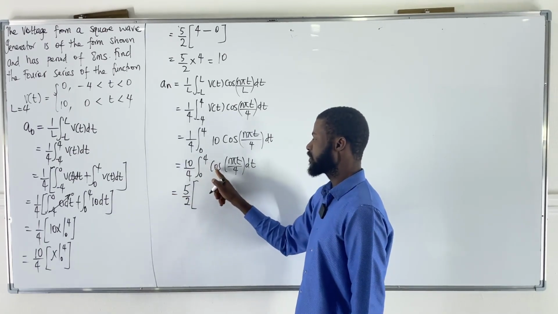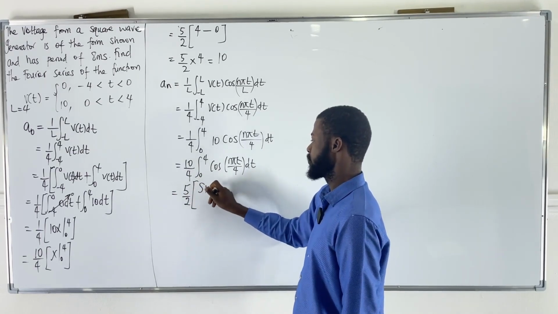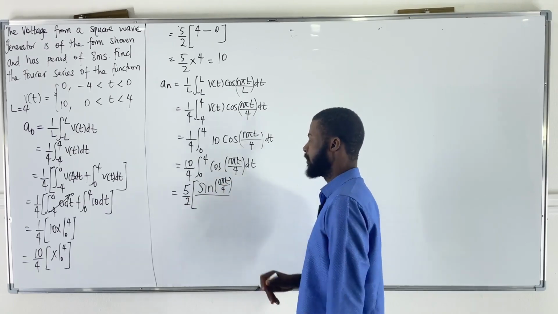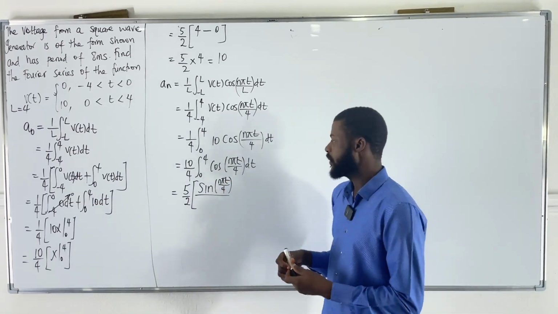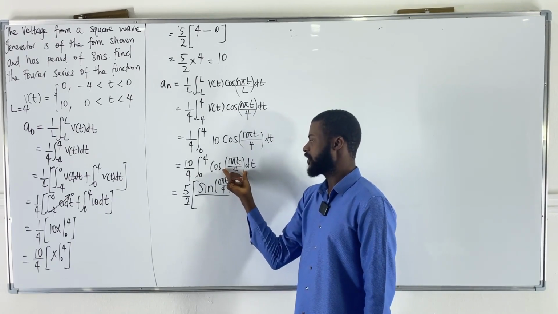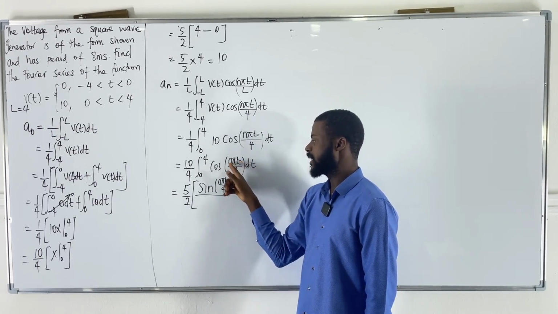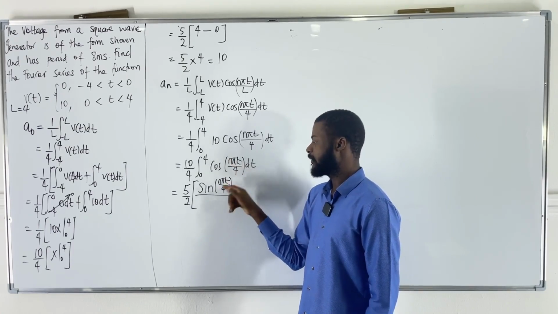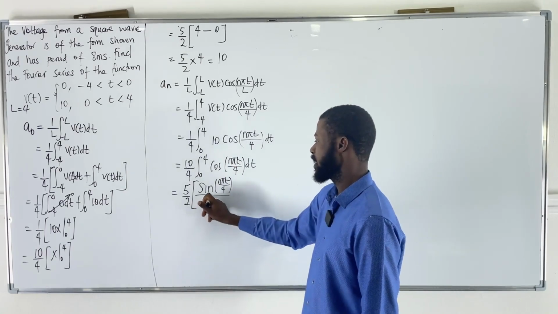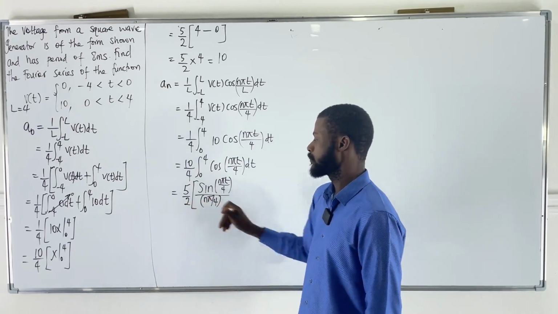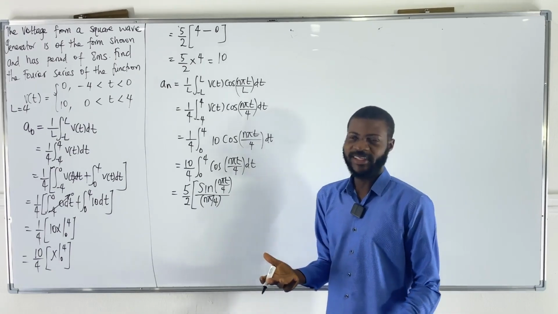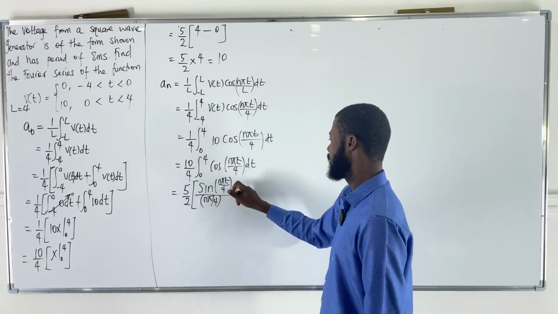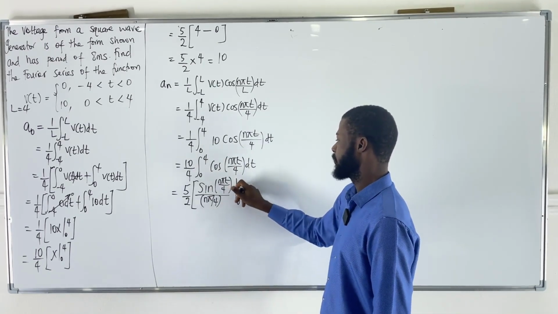Now if you integrate cos, you're going to have sine. So this is sine n pi t over 4 divided by, now remember that you must always differentiate the angle. If you differentiate this angle with respect to t, you will get n pi over 4. Now this n pi over 4, you'll be dividing by it. So that's n pi all over 4. It's a standard way of integrating a trigonometric function. You must divide by the derivative. It's a must. Then you put your limit 0 to 4.